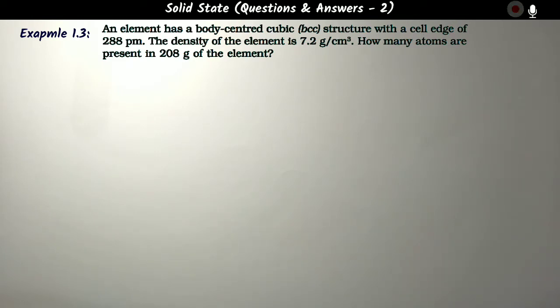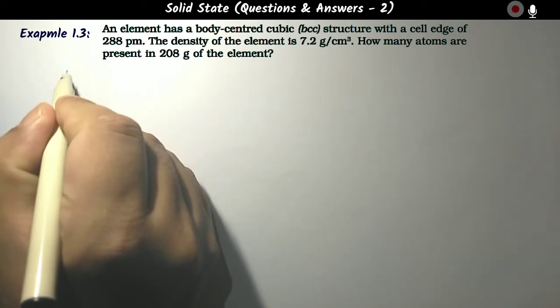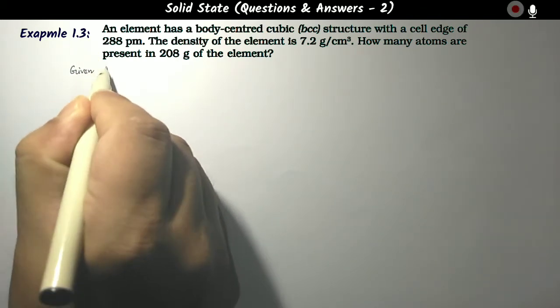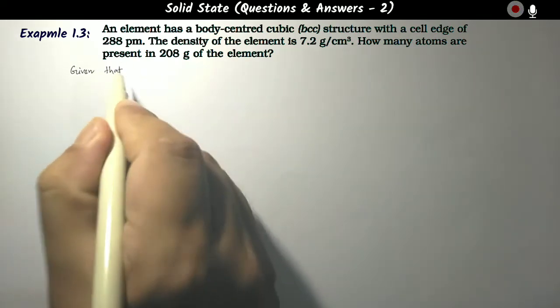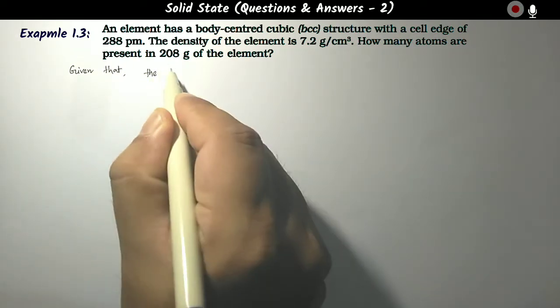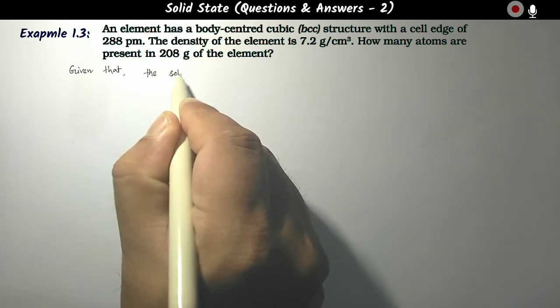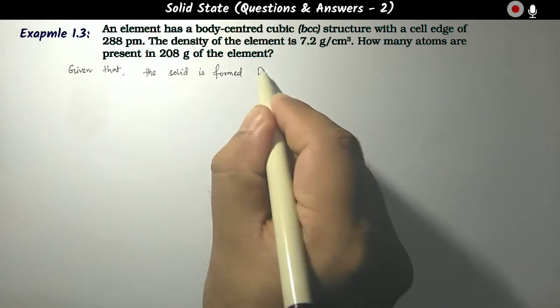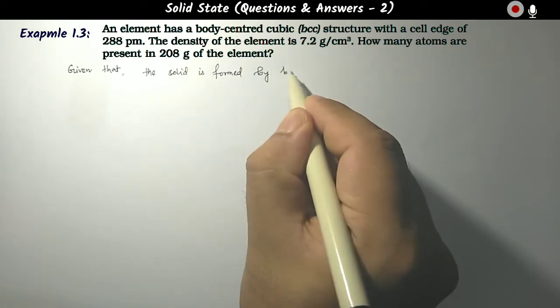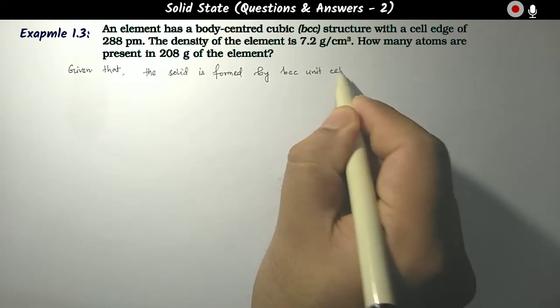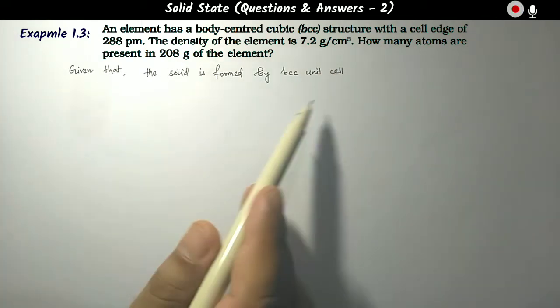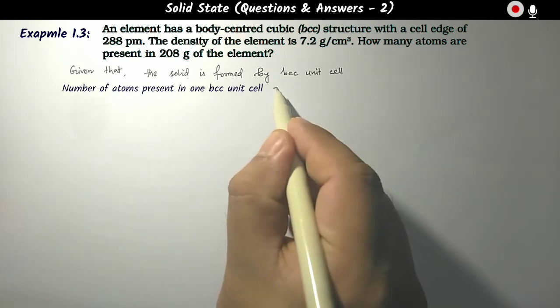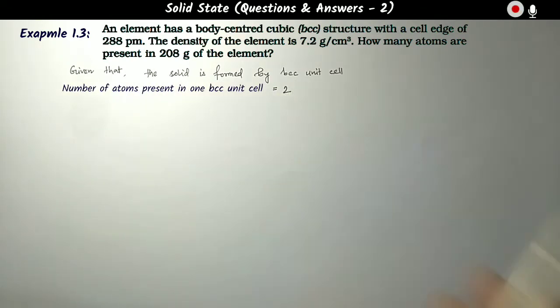When we are trying to solve numerical problems, always remember that we have to first write the given things. So here, what is given? Given that the solid is formed by a BCC unit cell. This is the first information. In case of BCC unit cell, we know that the number of atoms in one unit cell is equal to 2. We already know this.